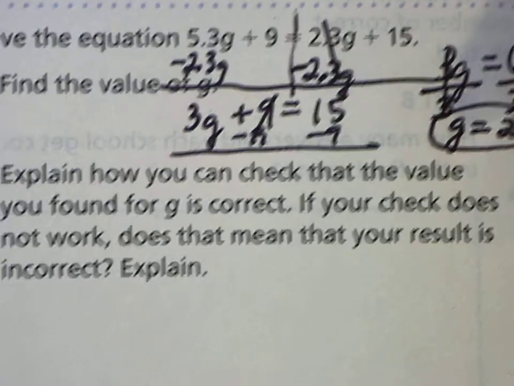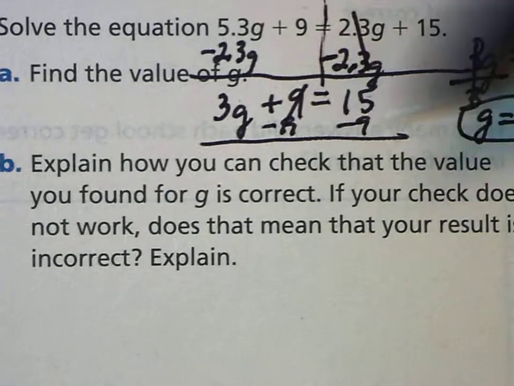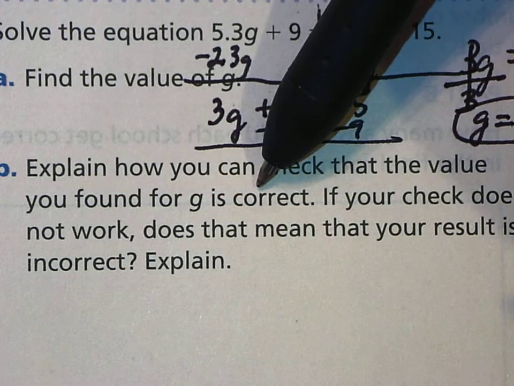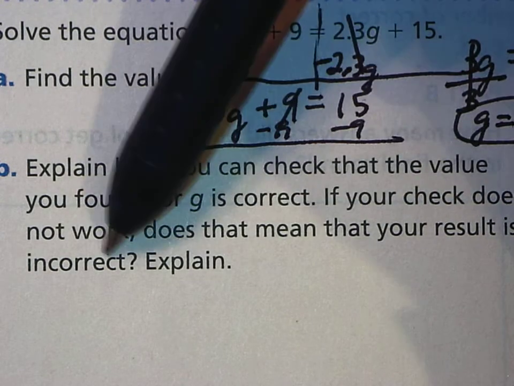So now let's answer part B. I believe I solved it correctly and got g is 2. So now explain how we can check that what we found for g is correct. If your check does not work, does that mean your result is incorrect?